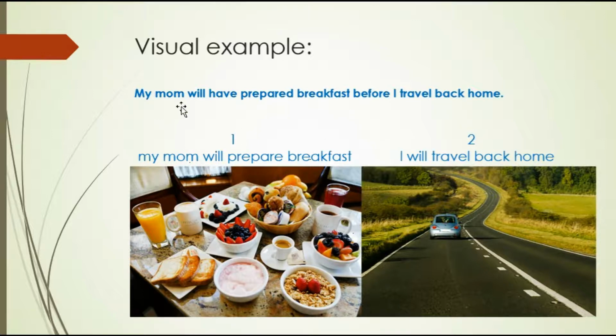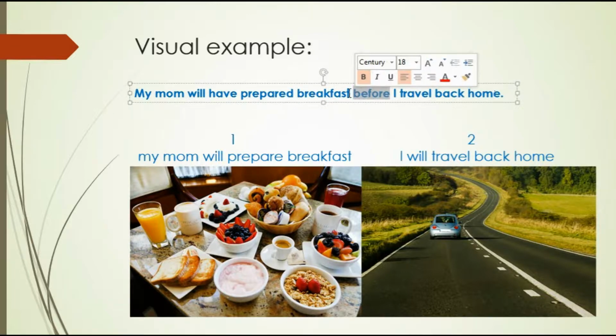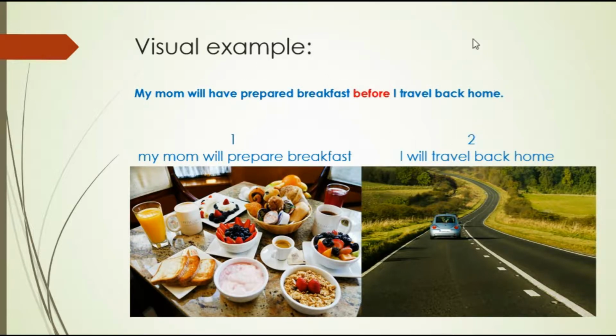So my mom will have prepared breakfast before I travel back home. You see, these two events are both into the future, but this one is present simple, right? Grammar 1, very easy, present simple. Why? Because it's in a clause, right? We have the word before. It's always like that with future perfect, as I will explain in next slides, right? So one of the events here, as you see, is present simple, and the other one is future perfect.